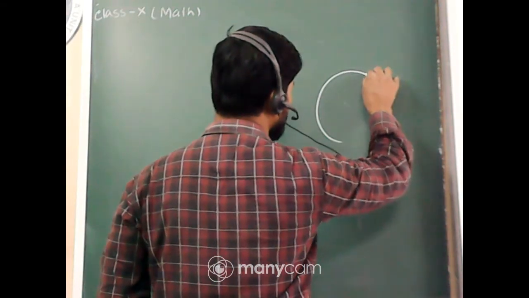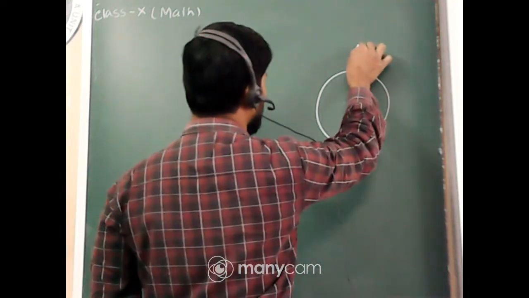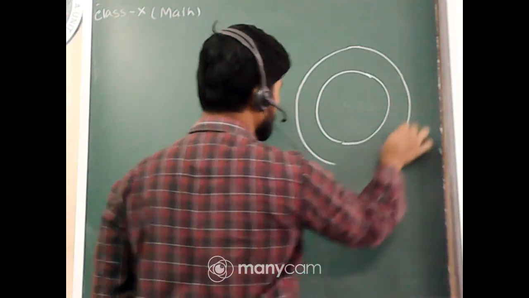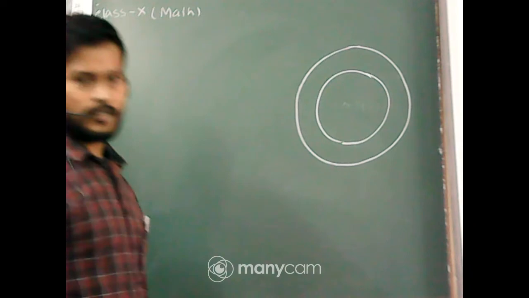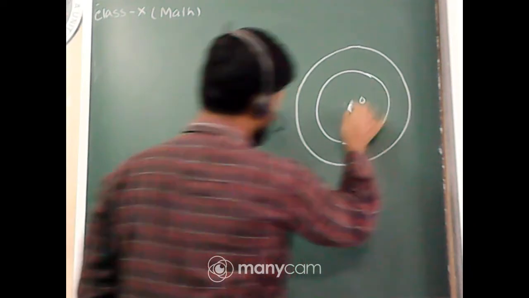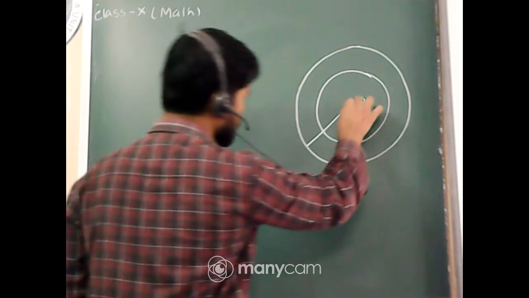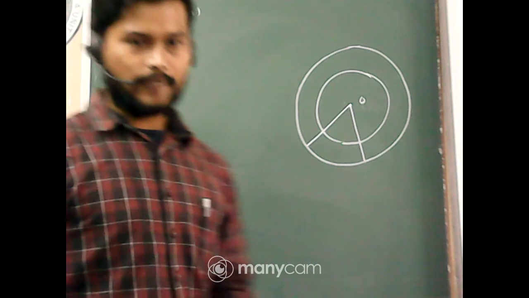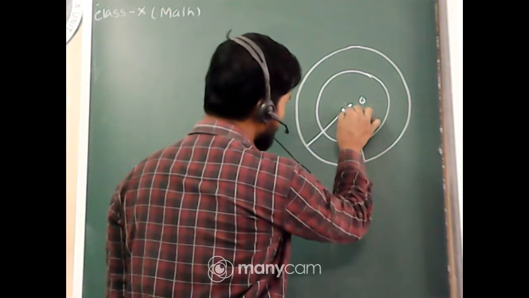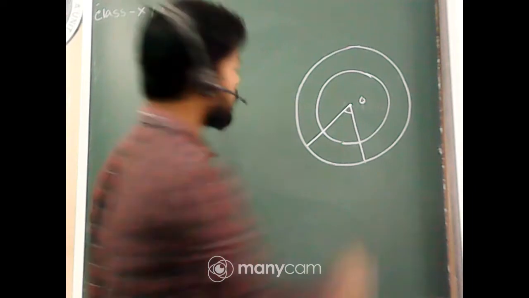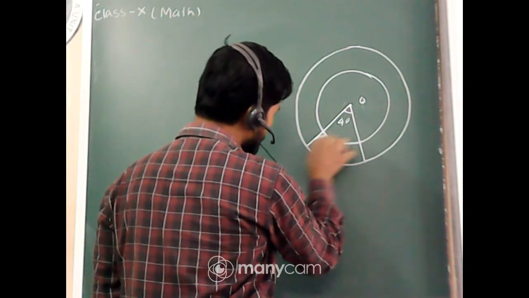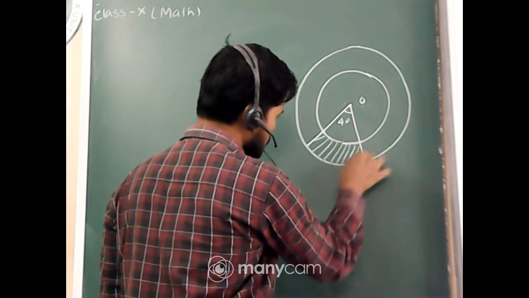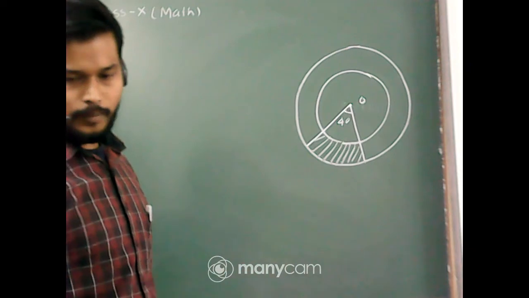One is this, and another circle is this. So these are two concentric circles with center O, and the radius of the two circles are given as 7 centimeter and 14 centimeter, and this angle is equal to 40 degree. We have to find the area of this shaded region.